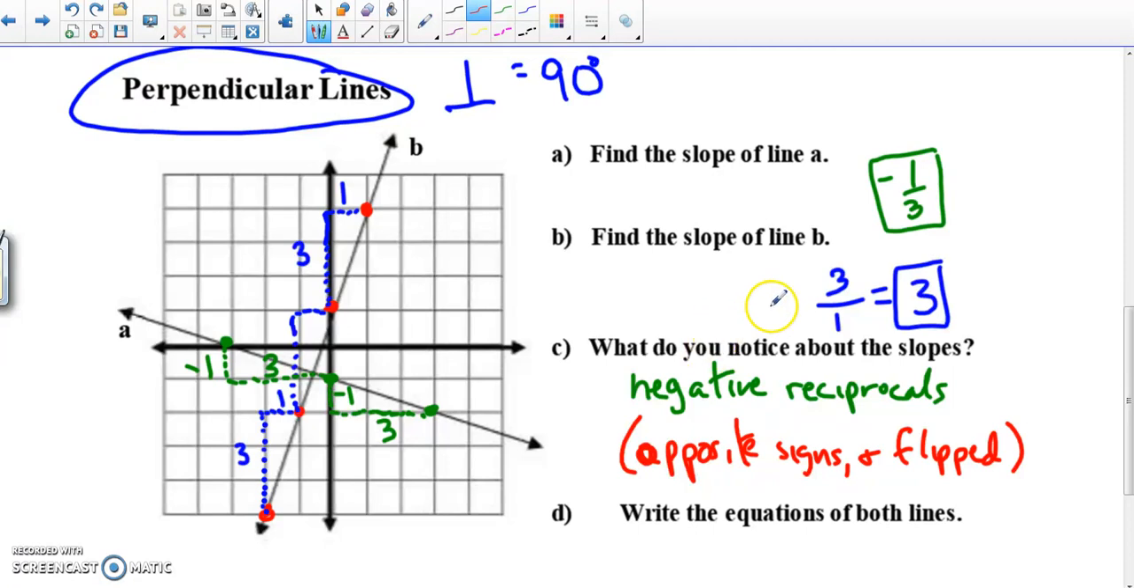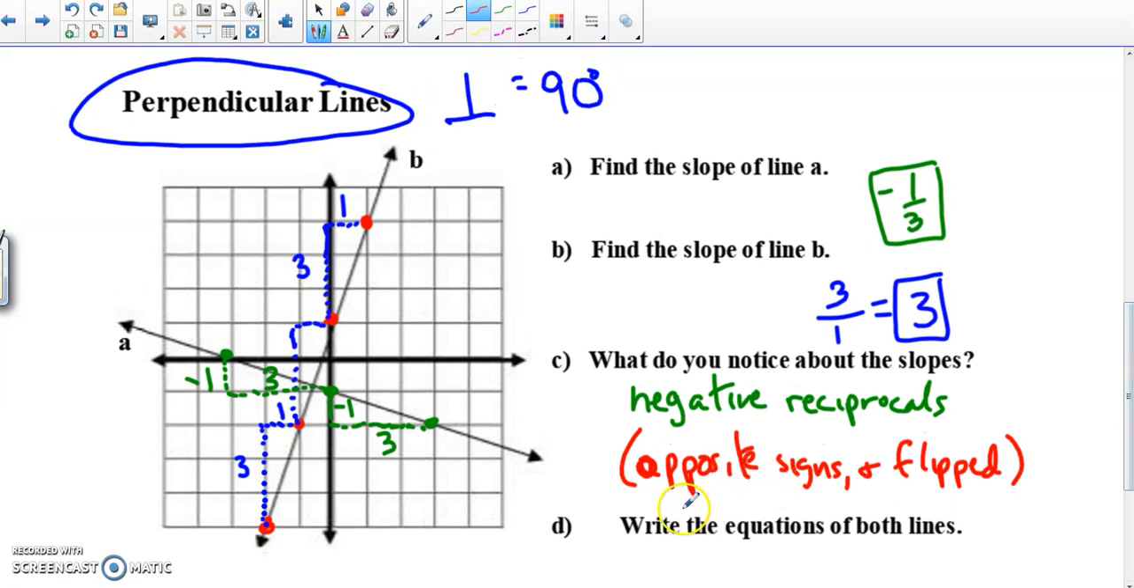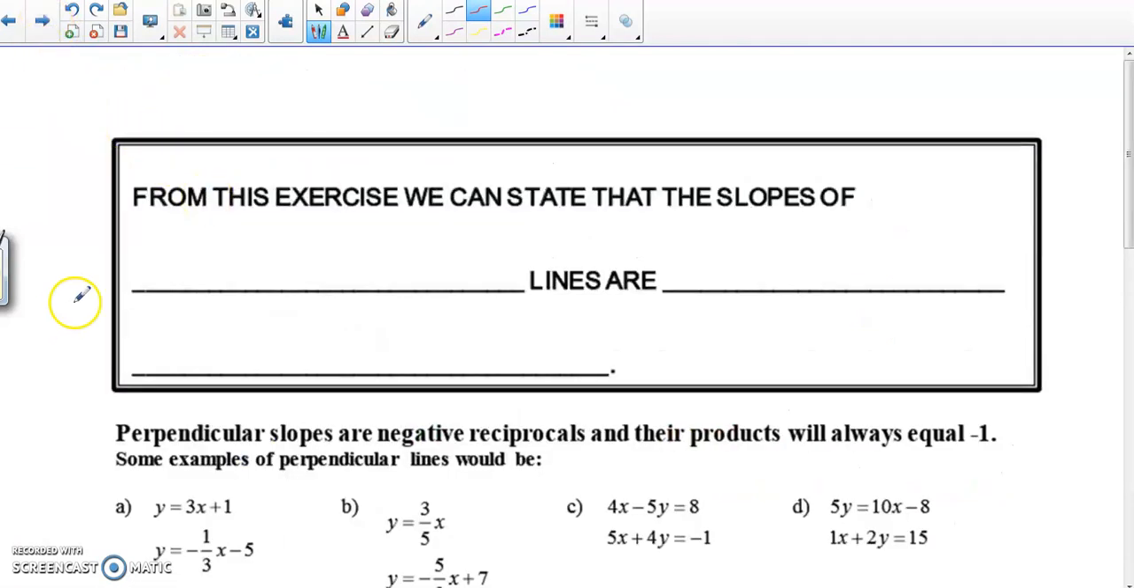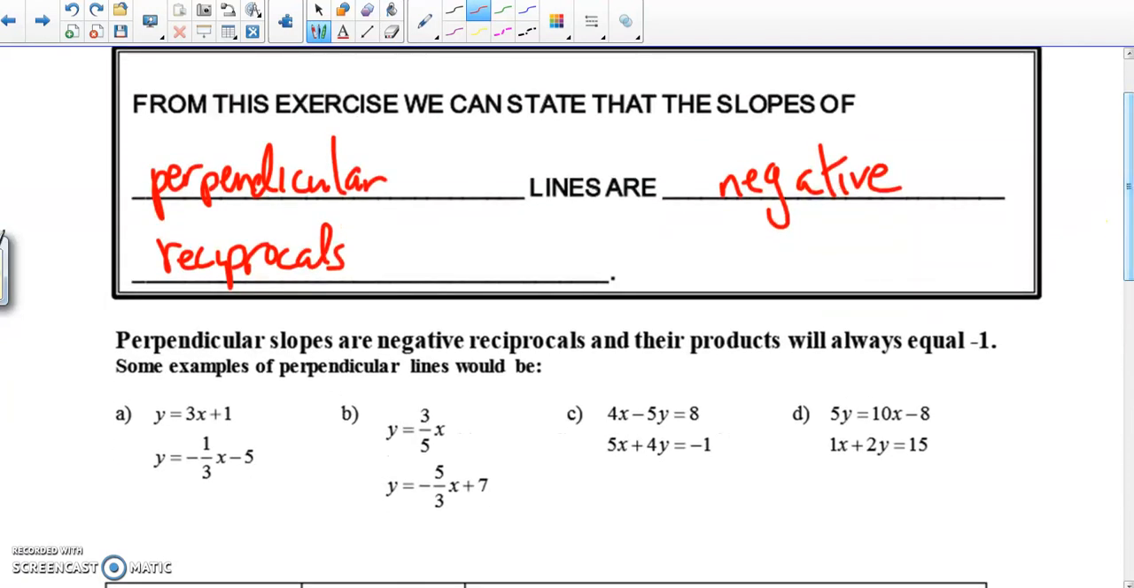All right, so we're not going to write the equation of these. We'll get back to that a lot more later. But that's how you identify perpendicular lines. They are negative reciprocals. So we'll flip to the next page and take that note. So from this exercise, we can state that the slopes of perpendicular lines are negative reciprocals. All right, negative reciprocals.